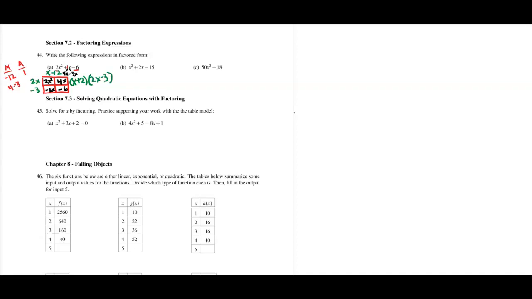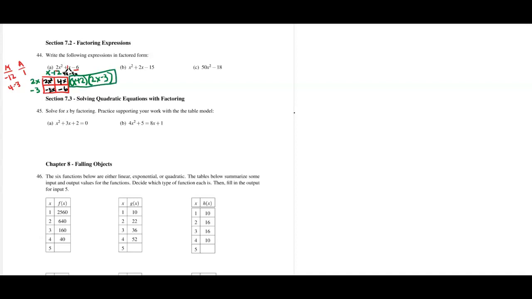And how would you go about checking that that's the correct answer? Anybody tell me? How could we check that? Is it the FOIL method? Yeah, so you just want to FOIL those back out to see if you came out with what you started with. And when you do that, you find out that you do. So that would be our answer.